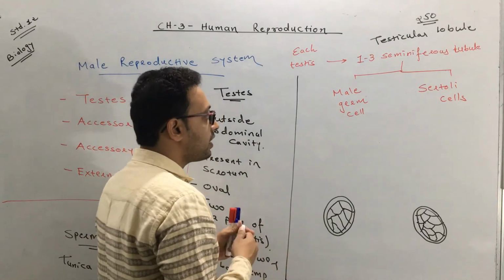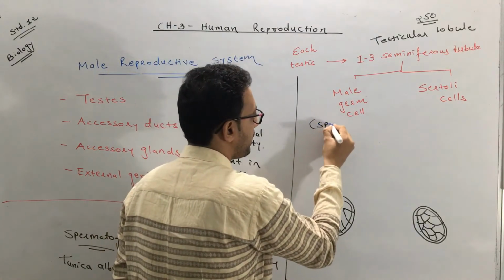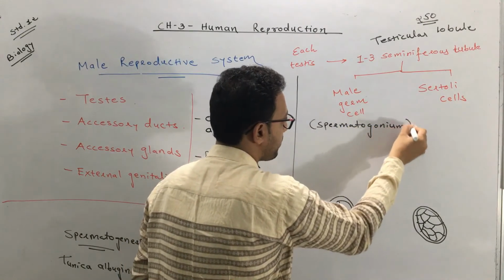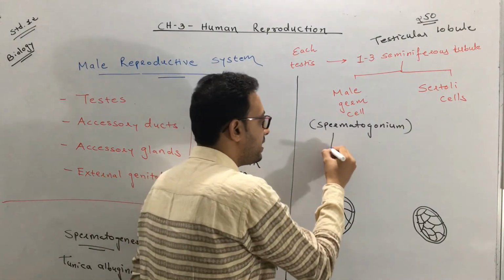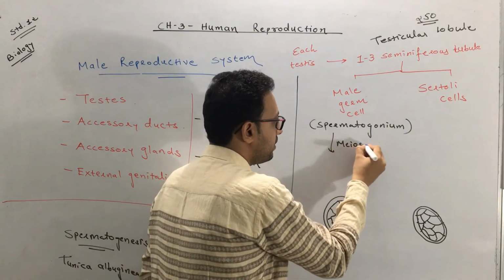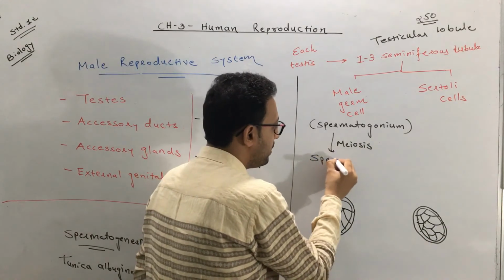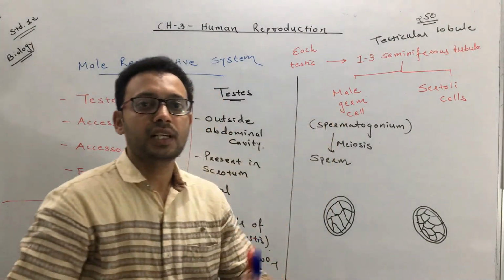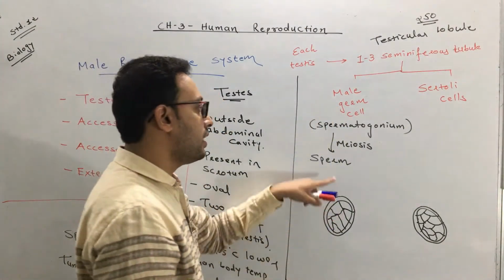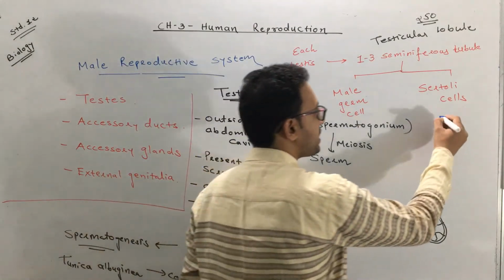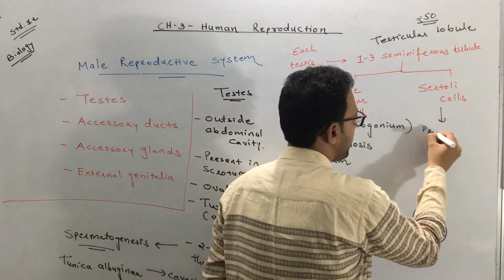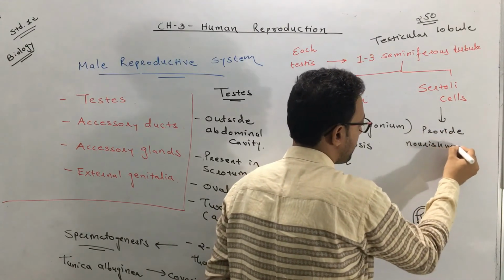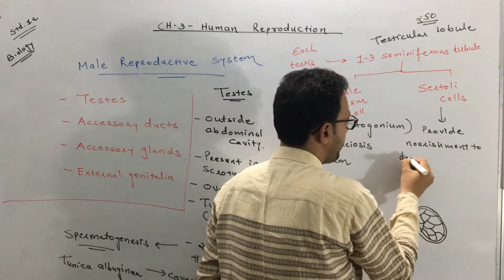The male germ cell can also be called spermatogonium. What's another name of the male germ cell? It can also be called spermatogonium. This spermatogonium undergoes meiotic division, or meiosis, and forms a sperm. Clear? So what's the function of this male germ cell? The male germ cell undergoes a meiotic division and forms a sperm. Now what is the function of this Sertoli cell? The Sertoli cell provides nourishment to developing sperm.